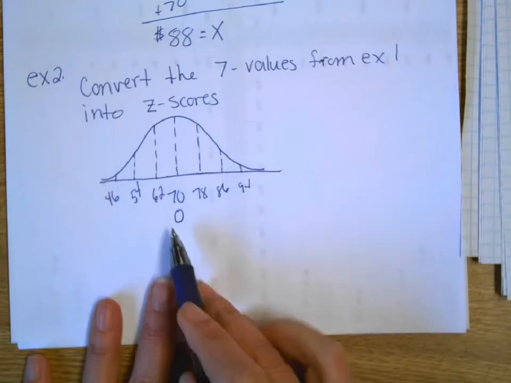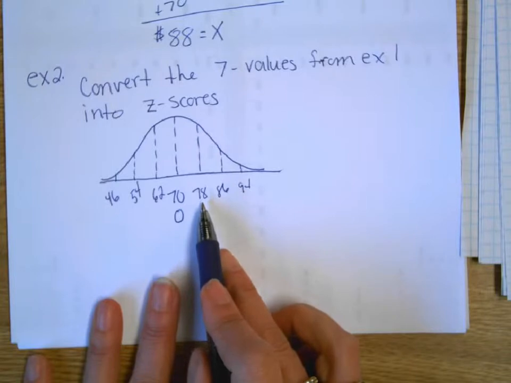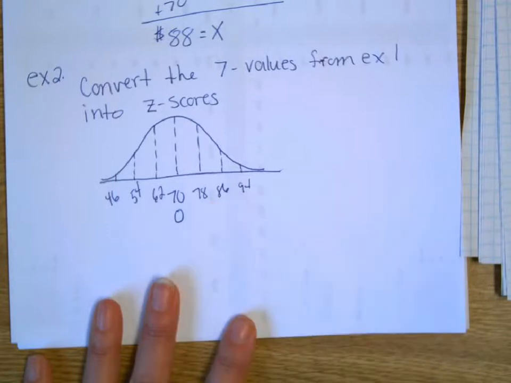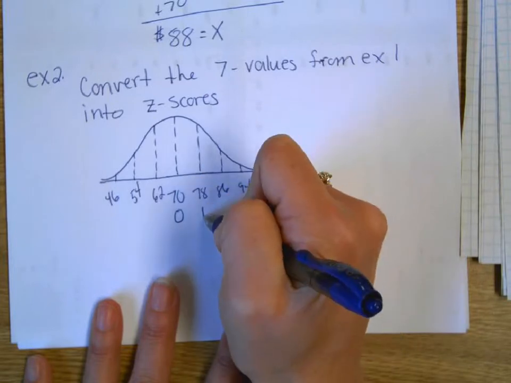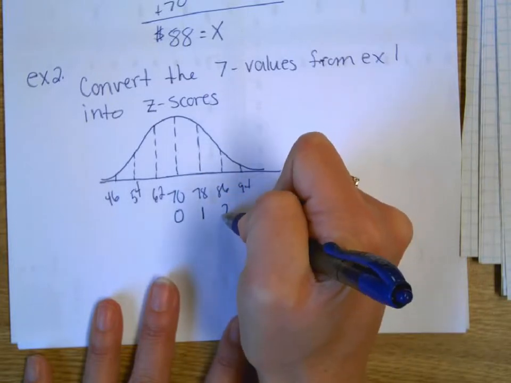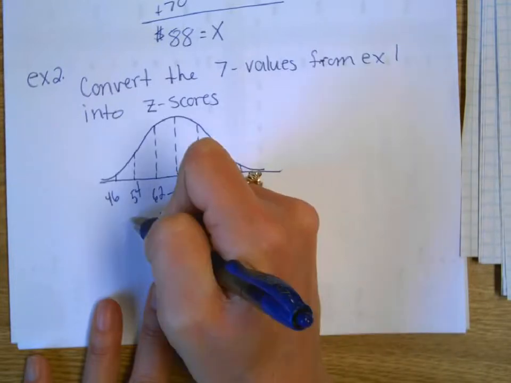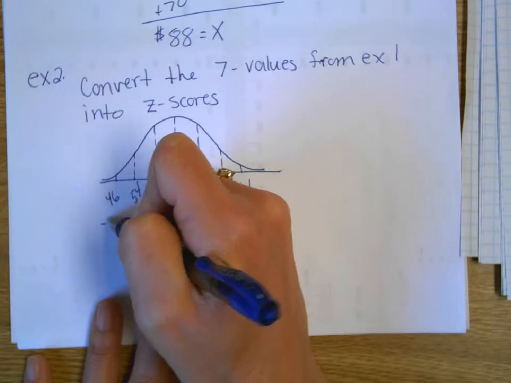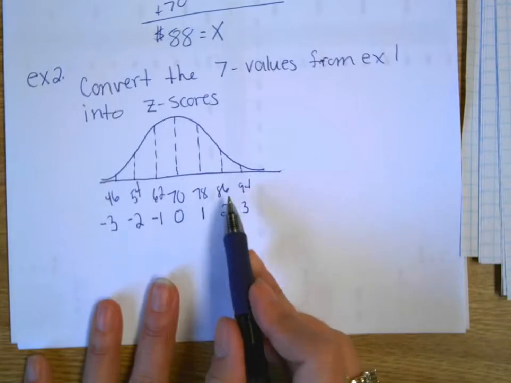Okay. How far away is 78 in terms of how many standard deviations away is it? One. It's 1 away, because the standard deviation is 8. So 78 is 1 standard deviation above the mean. And then it would be 2, and then 3. And then it's negative on the other side? Negative 1, negative 2, and negative 3. So that's how many standard deviations away. Each 8 is a standard deviation.